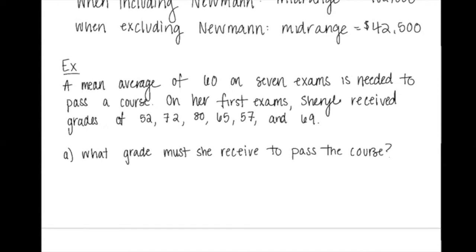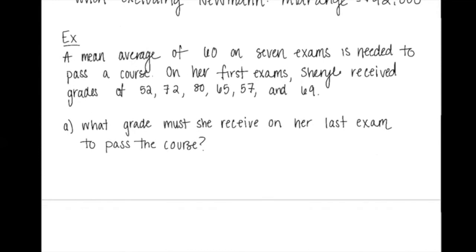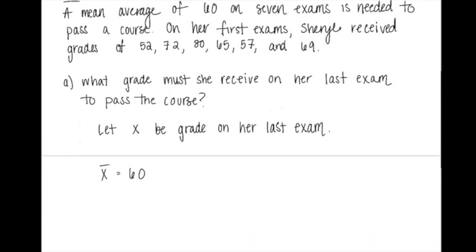Okay. And then we put "receive on her last test," so it's a little more clear. So I have no idea what her grade is. That's the unknown. We're going to let that be a value x. So let x be the grade on her last exam. Okay. Her mean average is 60. So that's x bar. We know that it has to be 60.